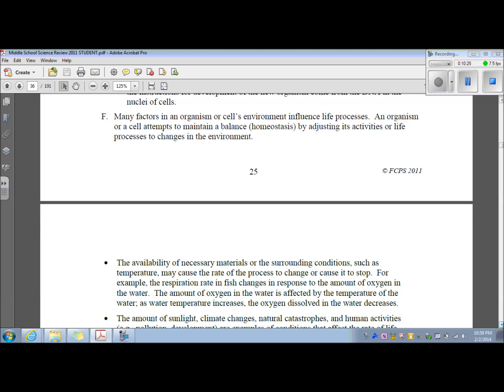Section F. Many factors in an organism or cell's environment influence life processes. An organism or a cell attempts to maintain a balance or homeostasis by adjusting its activities or life processes to change in the environment.